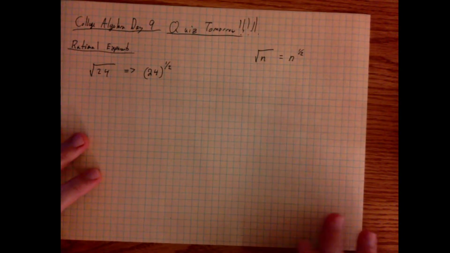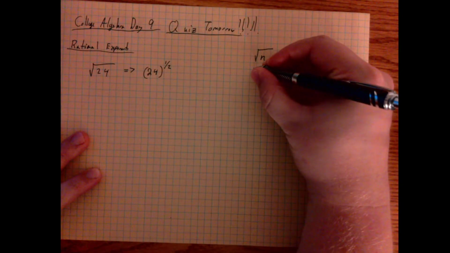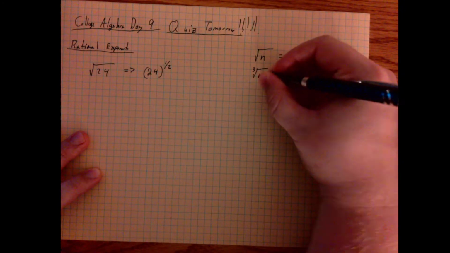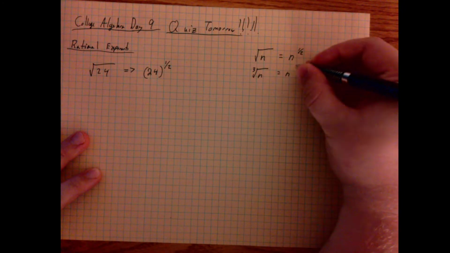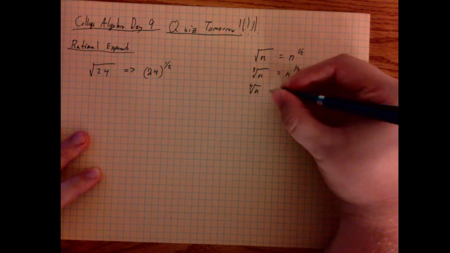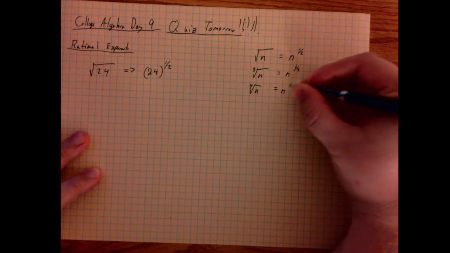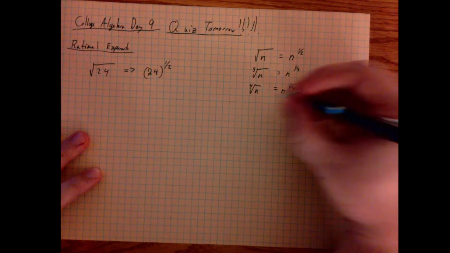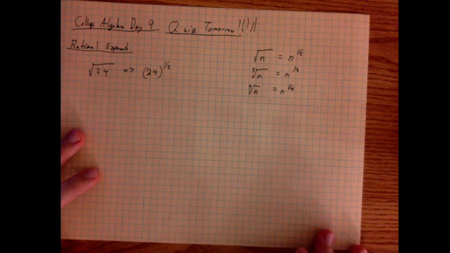And note, there is a pattern to this. If you have the cube root of n, it's n to the 1/3 power. If you have the 4th root of n, it is n to the 1/4 power. And as you can imagine, this trend continues.